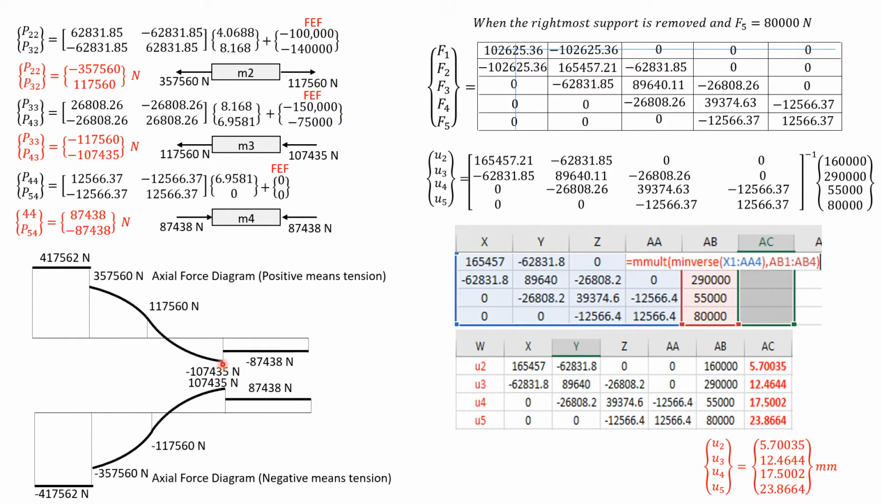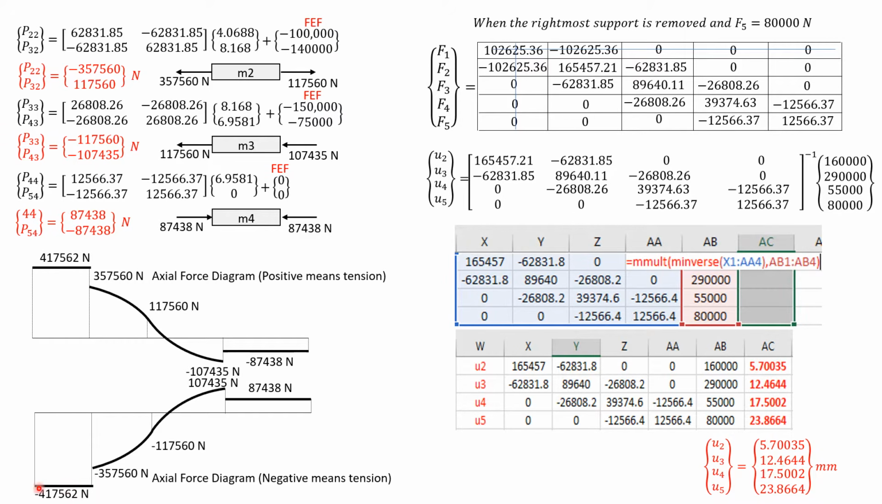Then this is member 4. At the left, rightward, 87,438 and at the right, negative. But here it's negative because compression means negative. But if you use the axial force diagram and you consider tension as negative, or if you base it from the original result, remember that at the left it's negative and at the right it's rightward, positive.